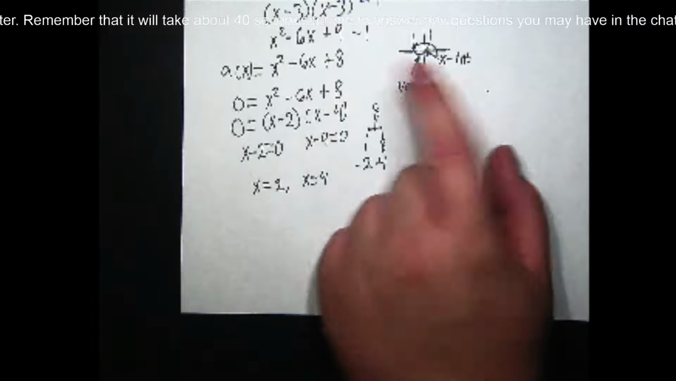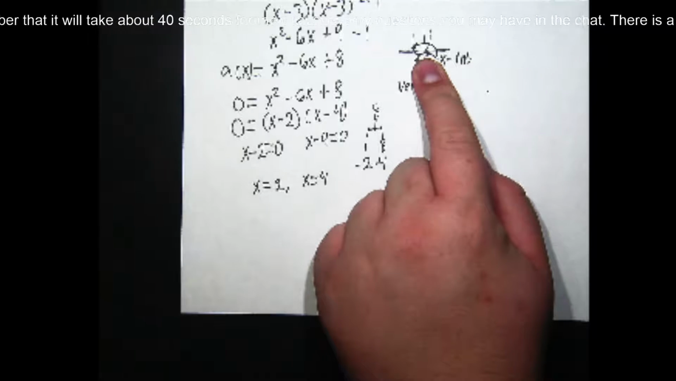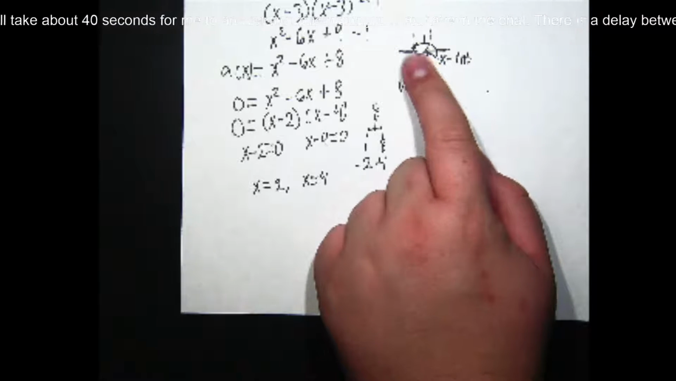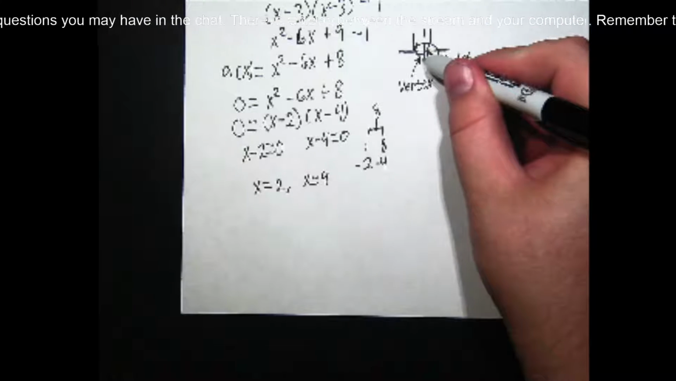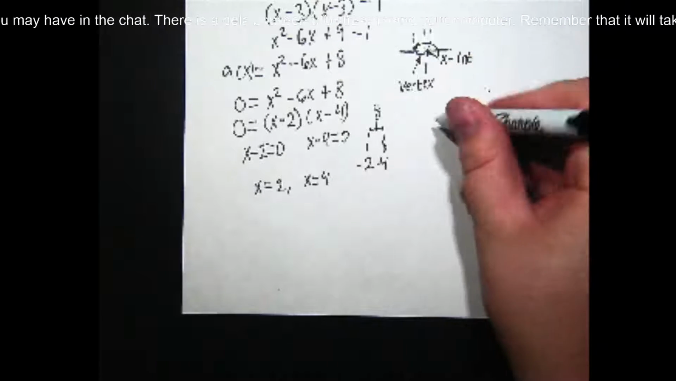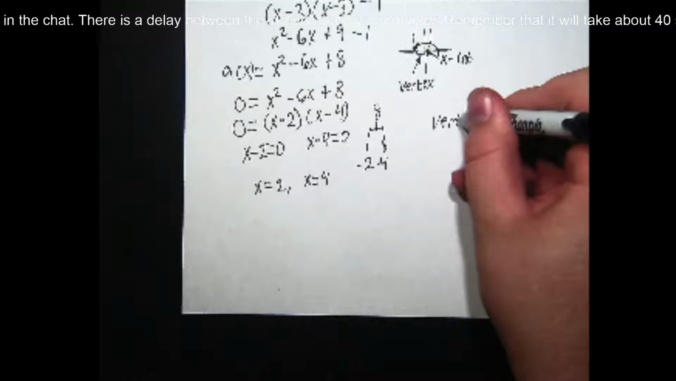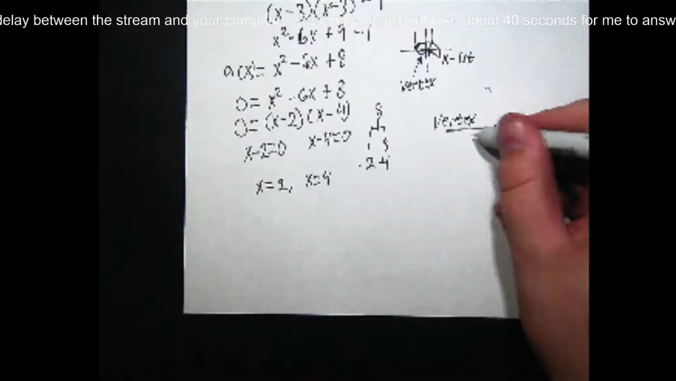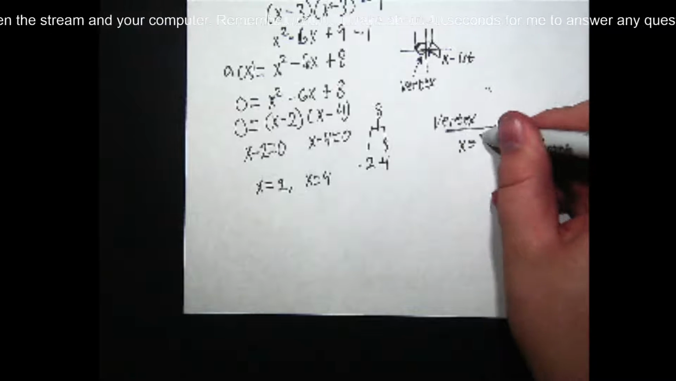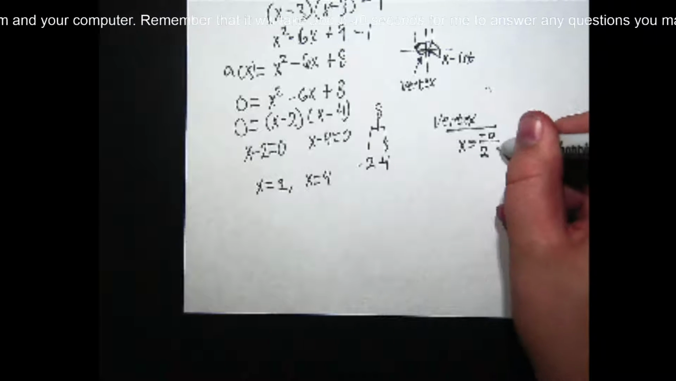What about this bottom part, the vertex? Well, this is something we don't quite know how to do yet, but it's pretty simple. You just have one tool that's going to do this for you, and that is at the vertex, x equals negative b over 2a.